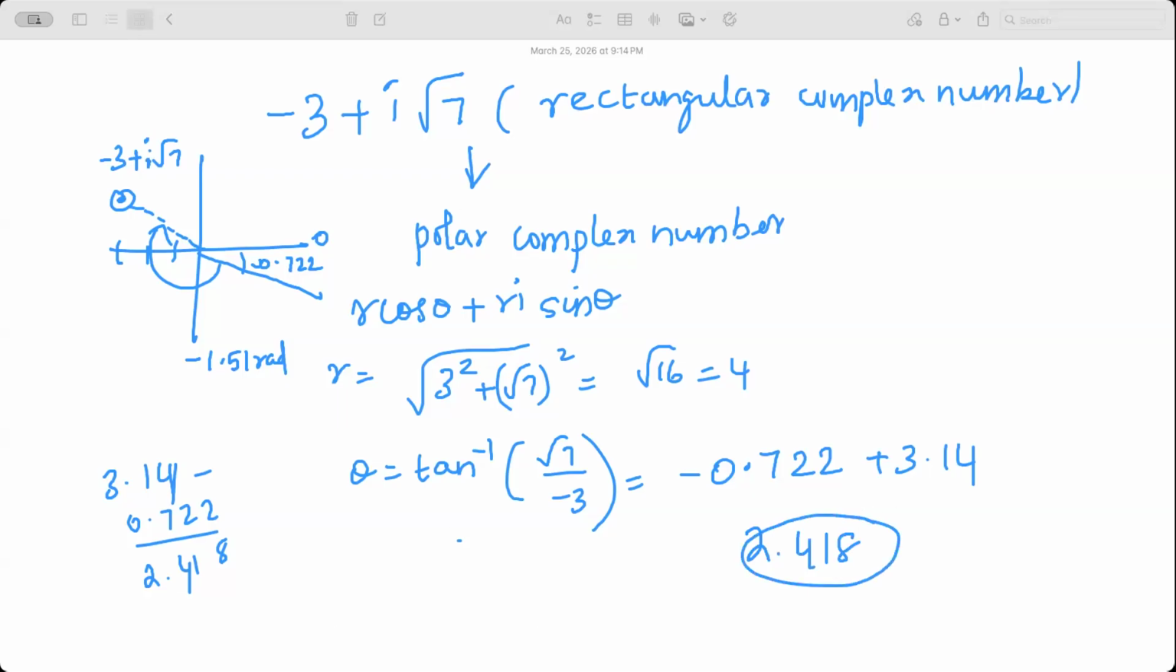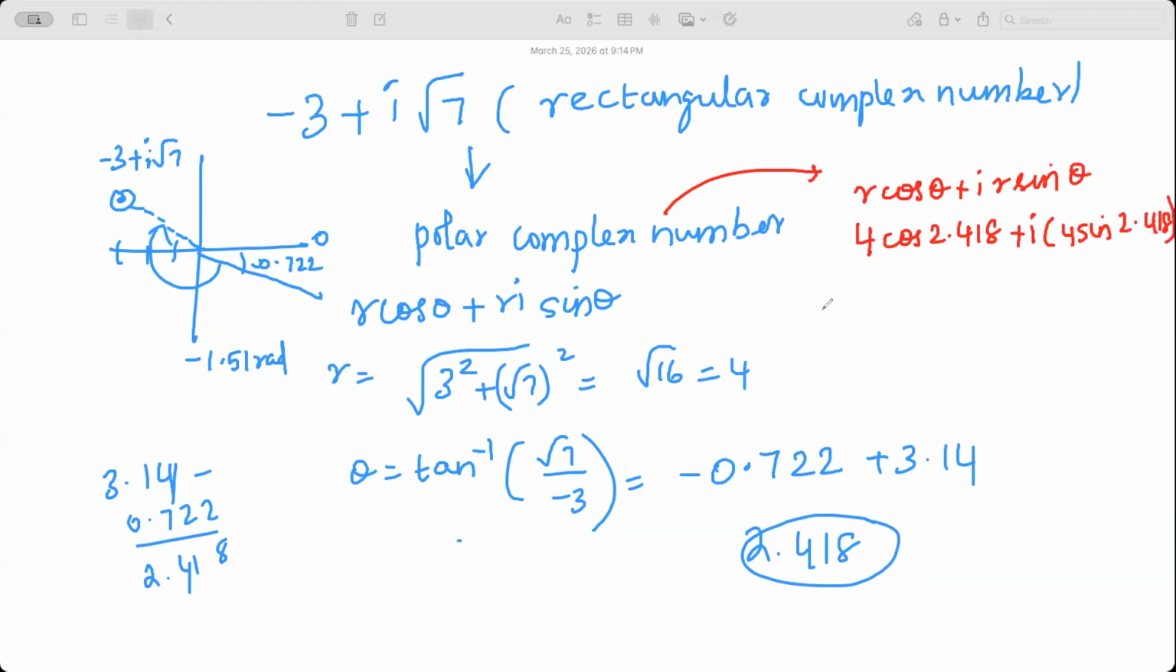Now how do you write it? Writing it is a separate skill again, because we need to convert it to a polar complex number, where it is written as r cos theta plus i r sin theta. That format you need to write down. So you'll write it down as 4 cos 2.418 plus i times 4 sin 2.418. But we won't end up like this. Take out the 4 as common, then you write it out as 4 times cos 2.418 plus i sin 2.418. This is how you write it. Makes sense? This is the number finally.